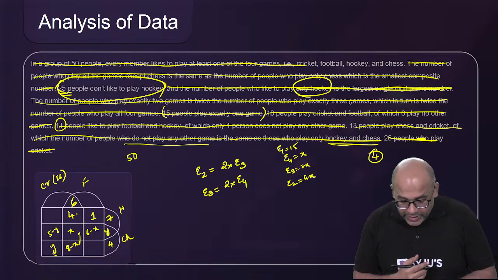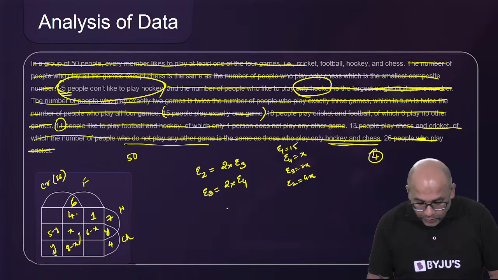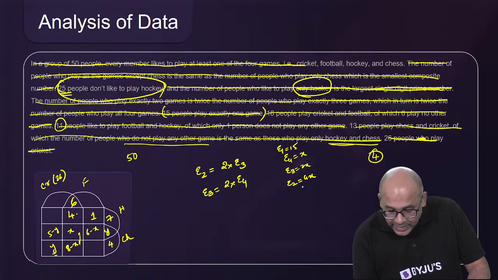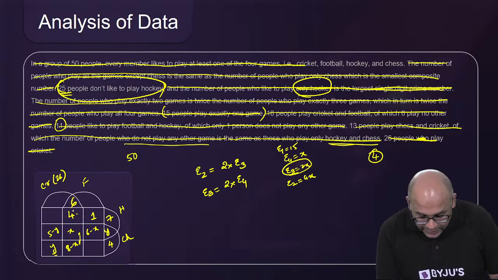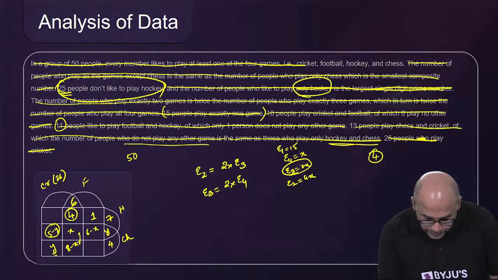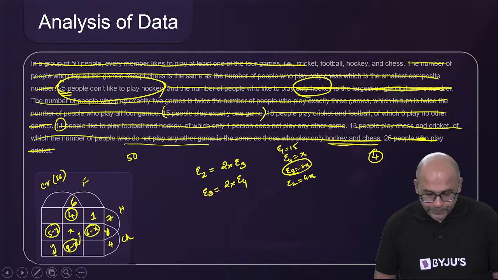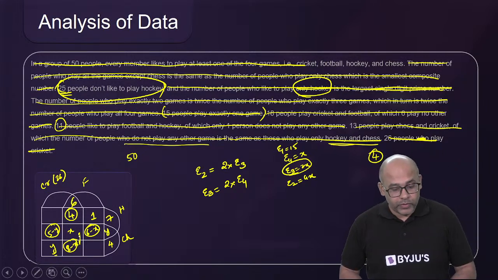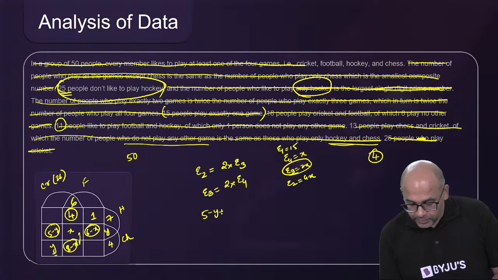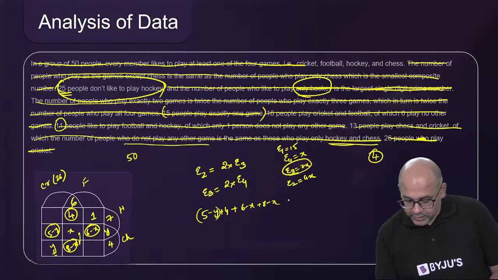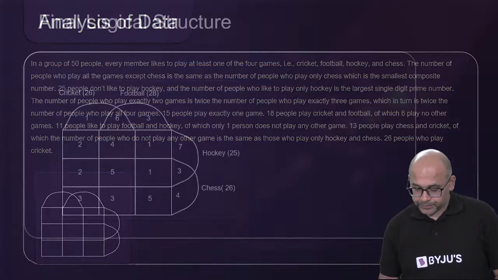So now let's take a look at exactly 3. Exactly 3 should be 2x. Now where is exactly 3? Exactly 3 are these 1, 2, 3 and 4. If you add these 4, what will you get? So let's take a look at if you add these 4. 5 minus Y plus 4 plus 6 minus X plus 8 minus X. This should be equal to 2x.